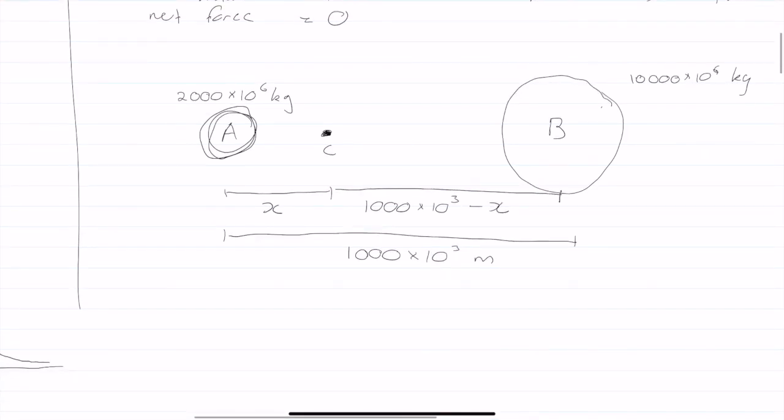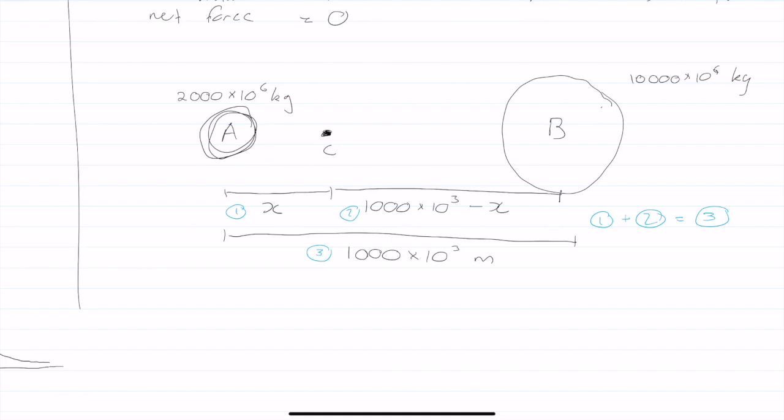So basically what I'm saying is this distance, let's say that's distance 1, that's distance 2, and that's distance 3. Distance 1 plus distance 2 is equal to the total, which is distance 3. And that's true because we have x plus 1000 times 10 to the 3 minus x. The x's cancel, and we're just left with 1000 times 10 to the 3.